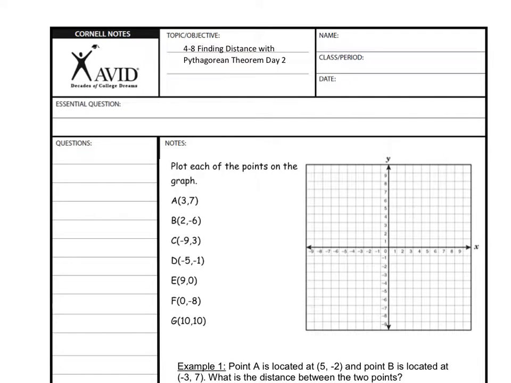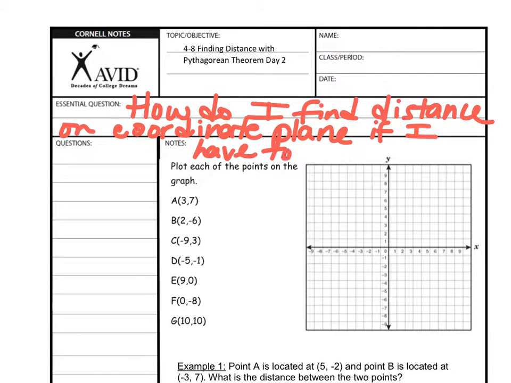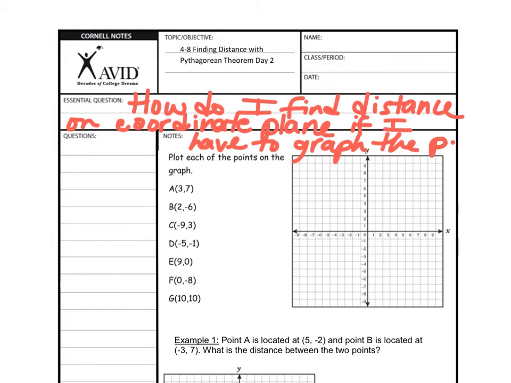How do I find distance on the coordinate plane if I have to graph the points? How do I find the distance on the coordinate plane if I have to graph the points?